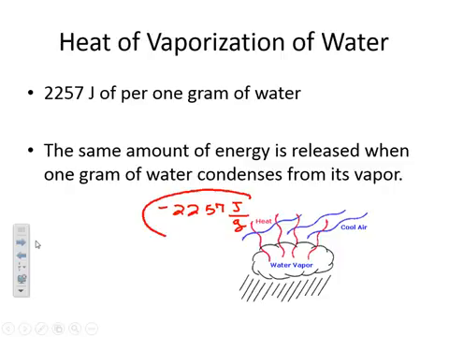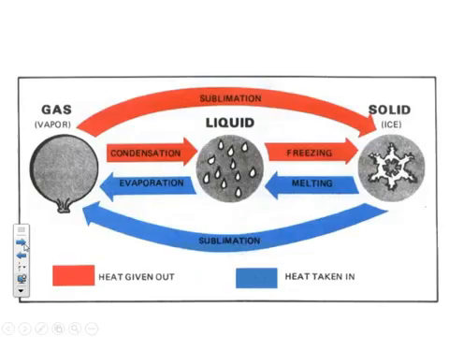This is a lot of energy per gram of water, and this is really the energy that drives storms. Because you have warmer air, it can hold more water, and so you have a lot of water vapor in the air.